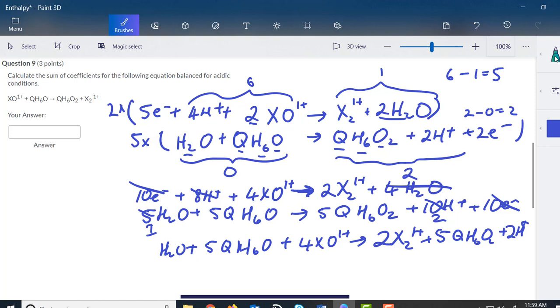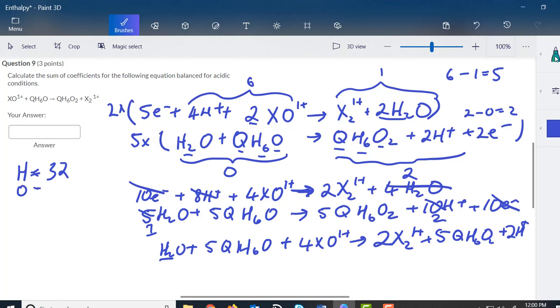Now, to make sure that we have indeed got the right answer here, we will check how many hydrogens, oxygens, Q's, X's, and anything else we've got over here. So we've got hydrogens, we'll count those first on each side. We've got 2 here, and we've got 30 here. 5 times 6 is 30, so it'd be 32. Let's check the other side. We've got 5 times 6 is 30 plus 2 is 32, so we're good there.